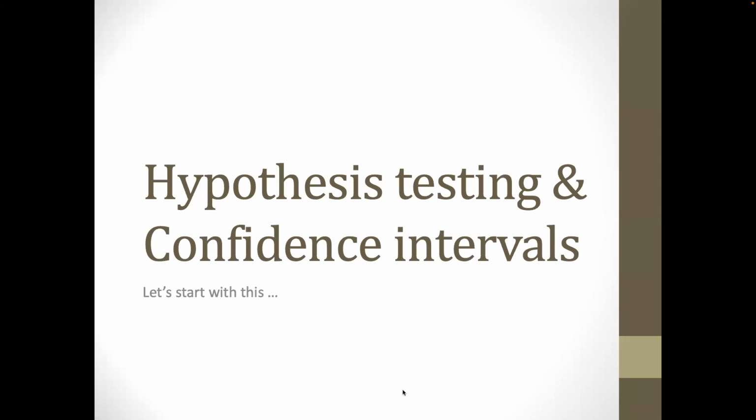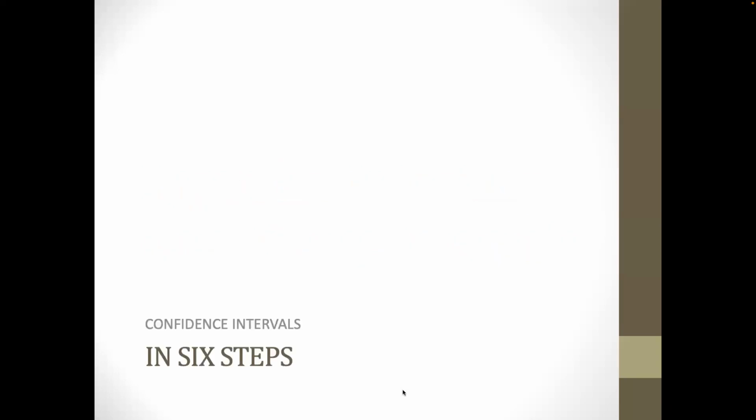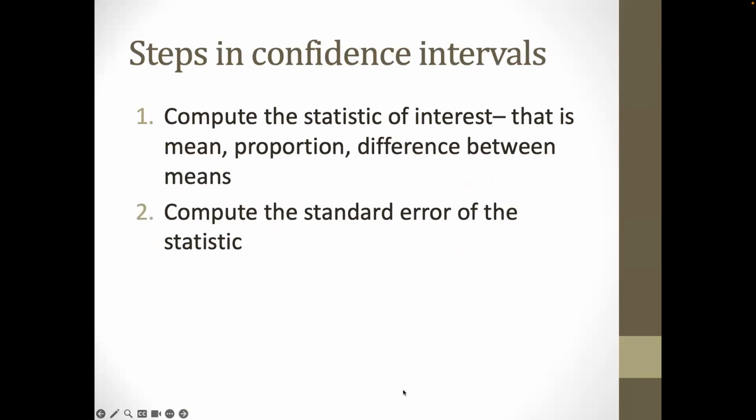Hypothesis testing and confidence intervals. There are 6 steps. First, figure out what statistic you want and compute that statistic. It could be the mean, it could be the proportion, difference between means, relative risk, difference between proportions, whatever. Compute the statistic you're interested in, number 1.